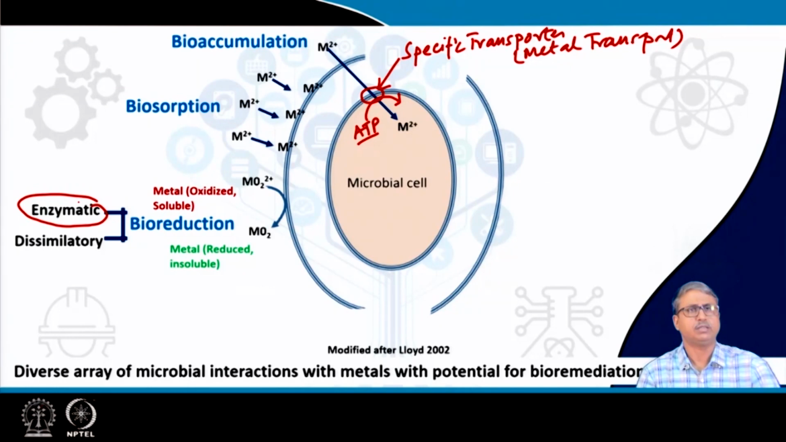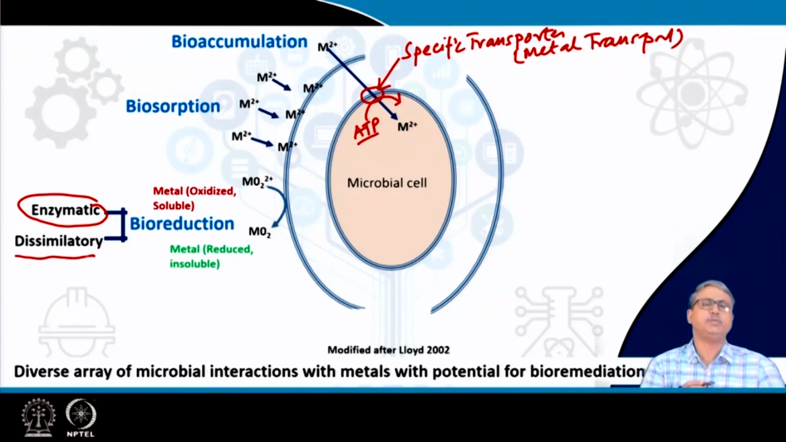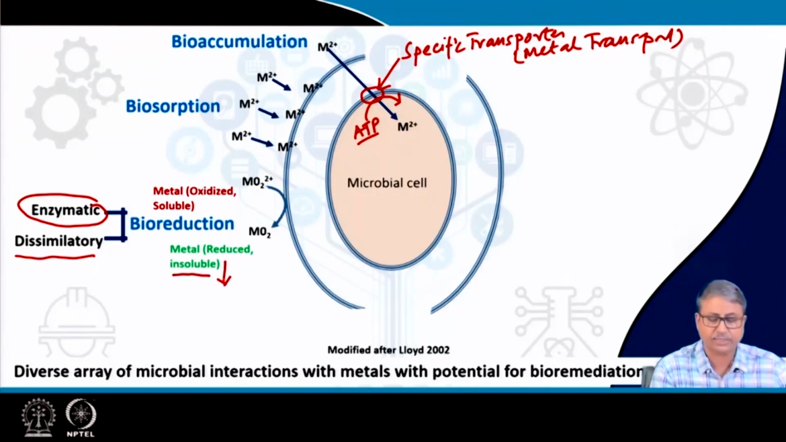And during this anaerobic reduction of chromium or uranium or technetium or similar other heavy metals, the microbes are not interested in the reduced product. That is why it is called dissimilatory. Dissimilatory in the sense that the reduced products are not utilized by the microbes. Otherwise, if the reduced product is used by the microbes, then it will be considered as assimilatory process. So, the bioreduction could be enzymatic and dissimilatory, and the reduced product is insoluble. So, basically this will precipitate, and will not remain in the solution phase at all.